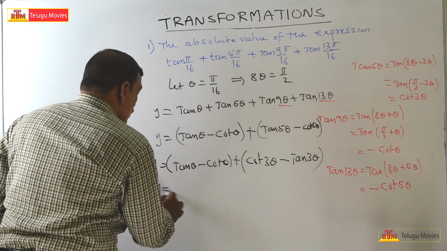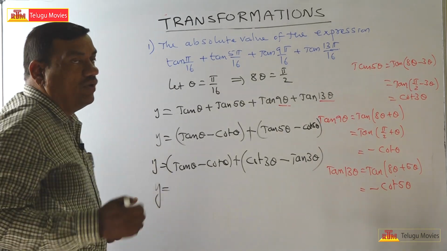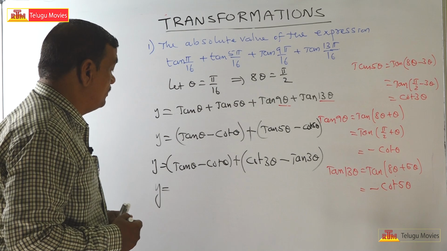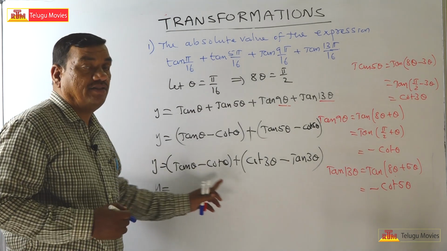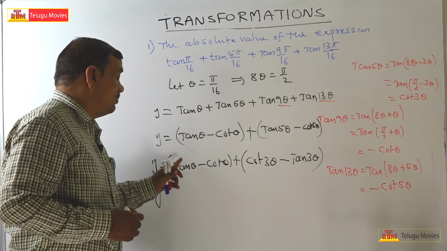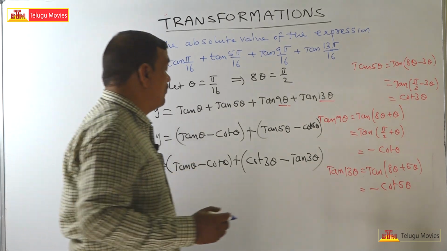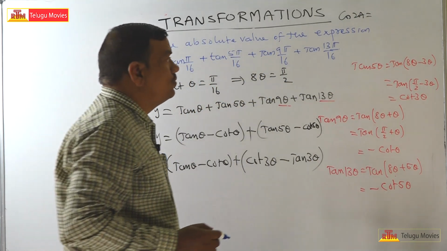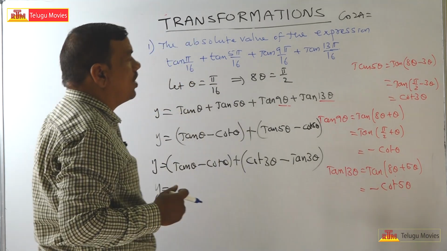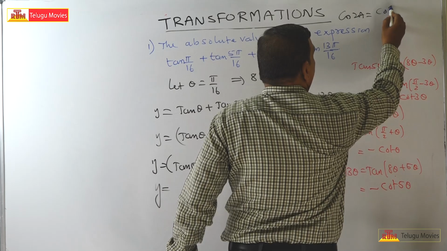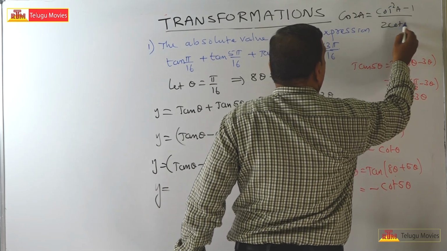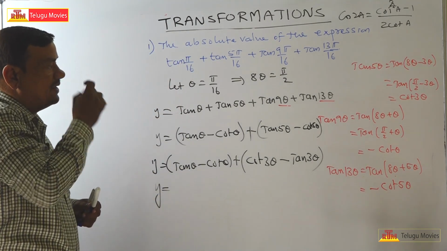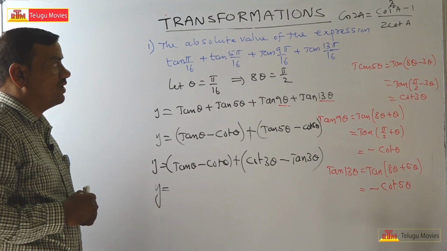Now this y is equal to, see here, we have one formula, the cot 2a formula. So these two I can combine. How? If I write the cot 2a formula, cot of a plus b is cot a cot b minus 1 by cot a plus cot b. Therefore, the cot 2a formula is cot square a minus 1 by 2 cot a.